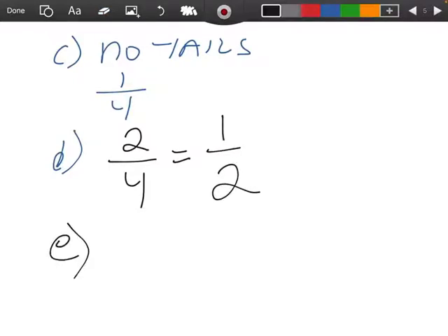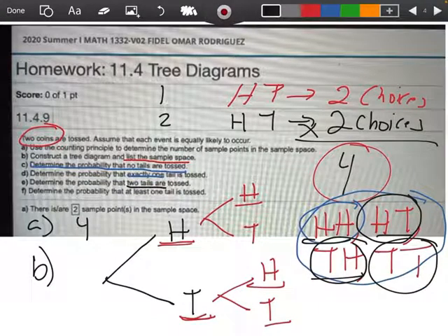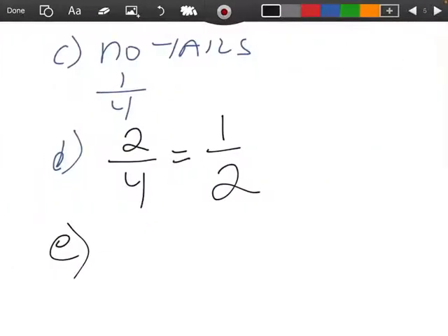And then we have a part E. So part E says, what's the probability that 2 tails are tossed, right? Okay, 2 tails are tossed. So again, I'm looking at my 4 choices here, and the one that has 2 tails is this one right here. So again, out of the 4 choices, 1 of them has 2 tails.